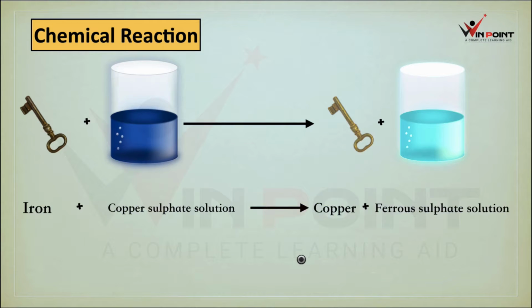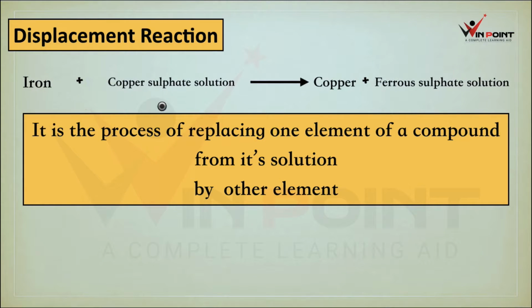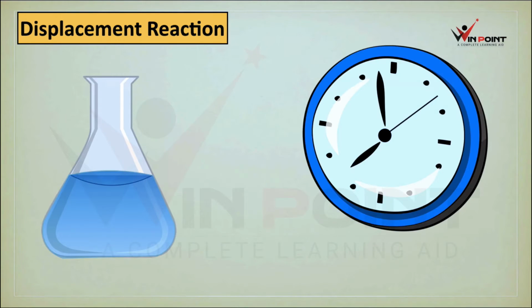It is known as displacement reaction. It is a process of replacing one element of a compound from its solution by another element. We are replacing one element with another element. Iron plus copper sulphate solution gives copper plus ferrous sulphate solution.